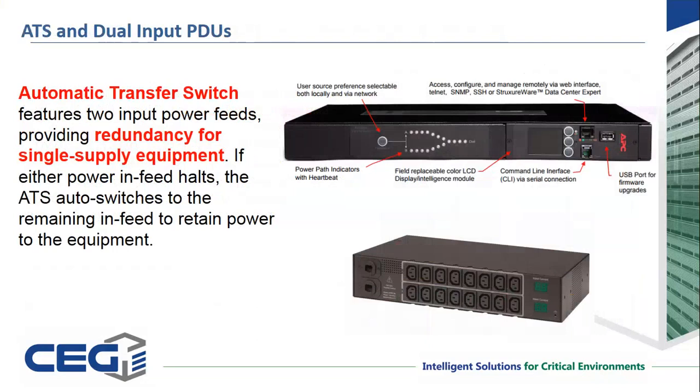The last, and this doesn't necessarily add to that hierarchy of the food chain, but these are two more unique PDU topologies out there. One's called an automated transfer switch, an ATS. I threw up a picture of an APC unit there. So this adds a level of input power redundancy for gear that only has one cord, right?